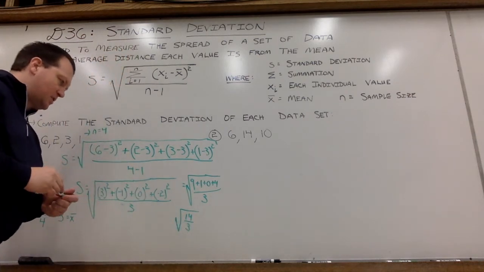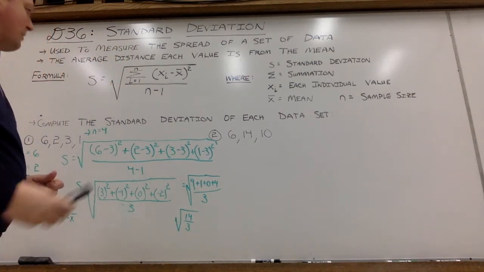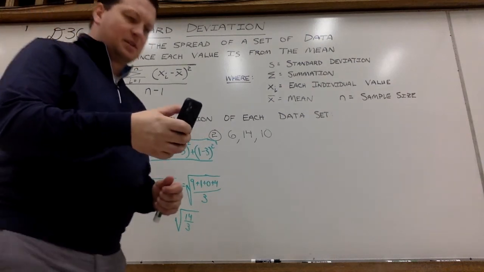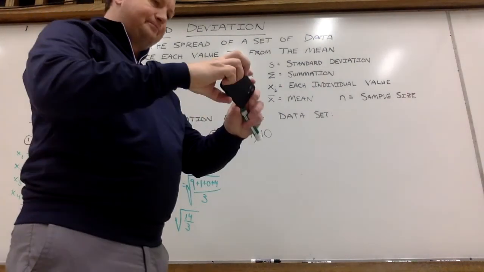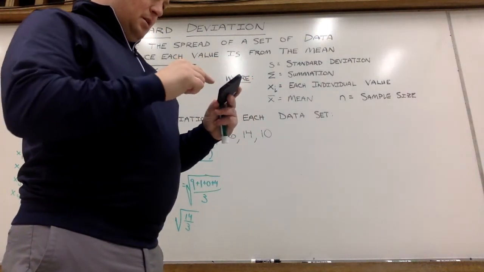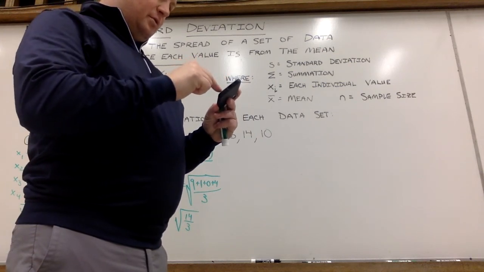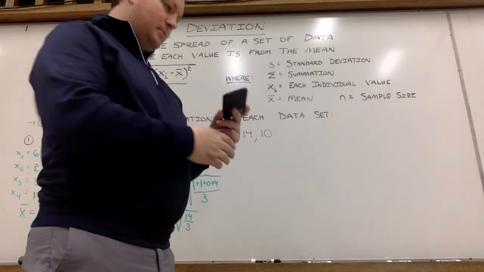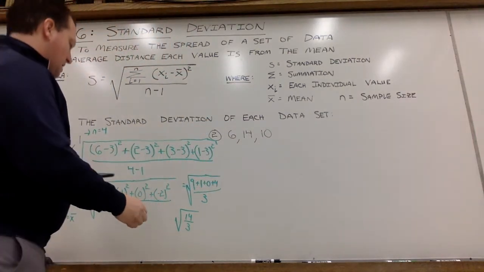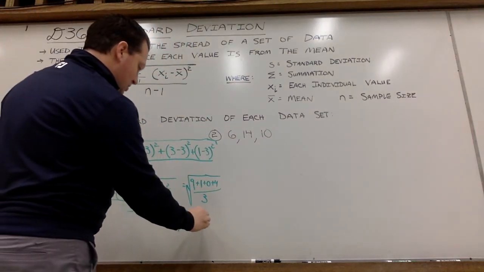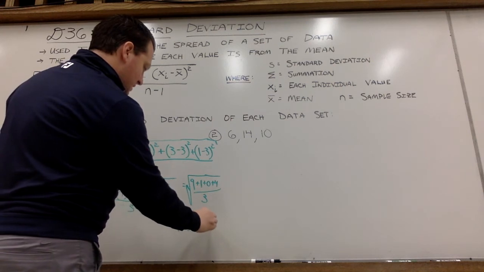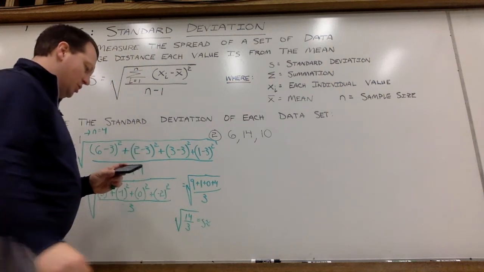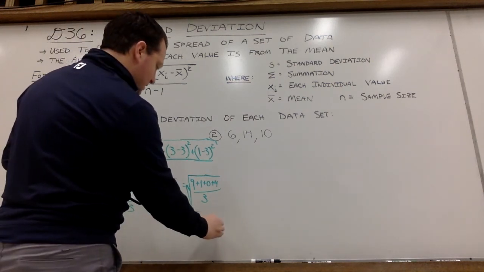So this is where it's nice to use a calculator. I'm going to take out my phone and use it as a calculator. Don't tell anybody. All right. So I'm going to have 14 thirds and then take its square root. So this gives me a standard deviation that is about equal to 2.16.